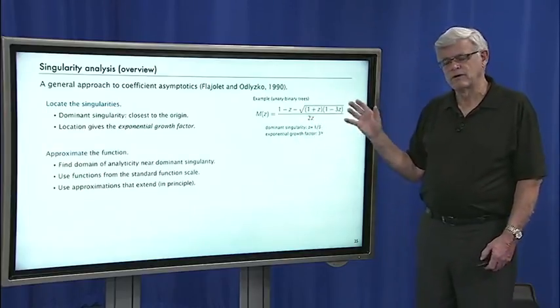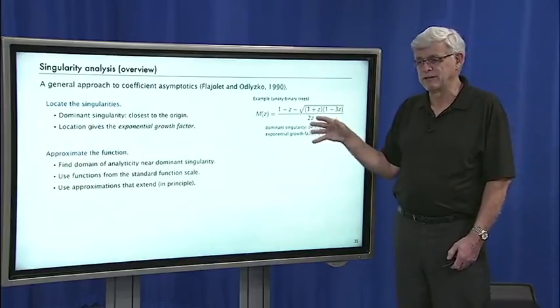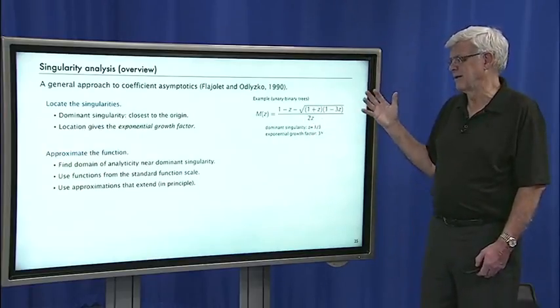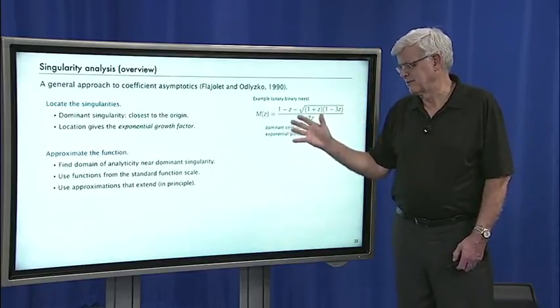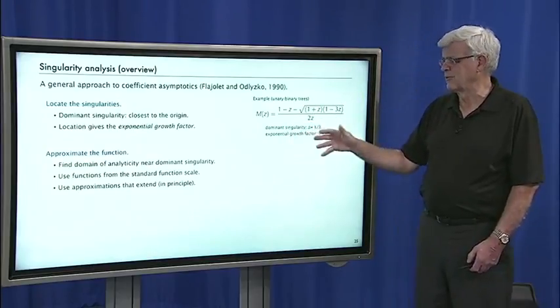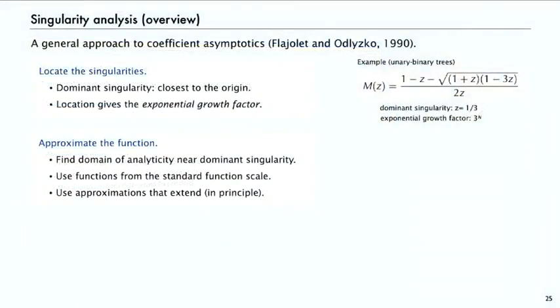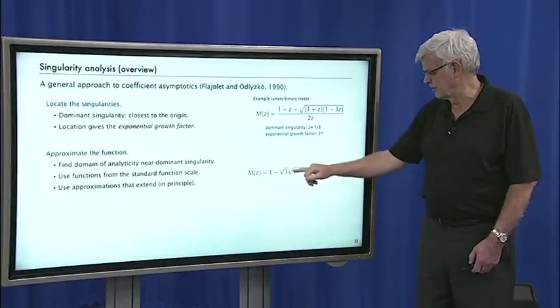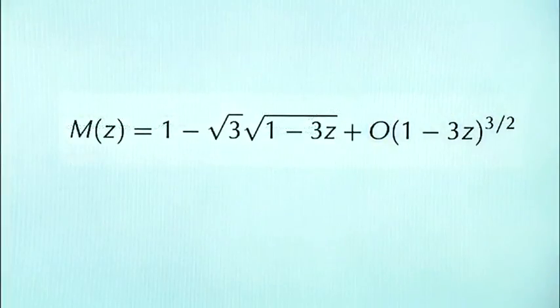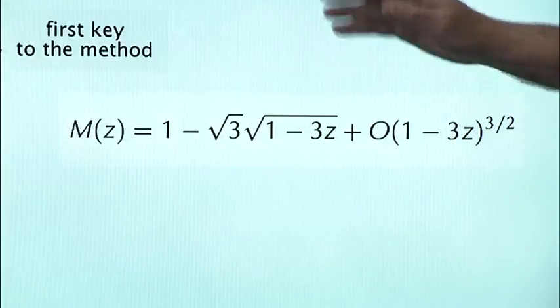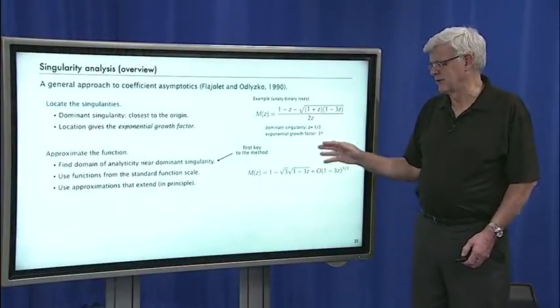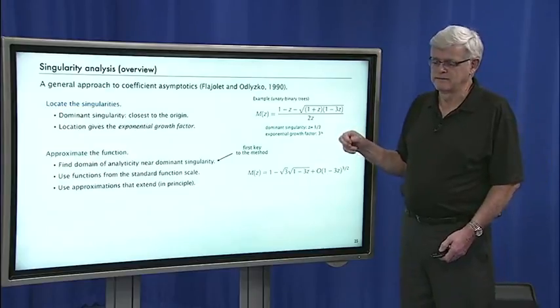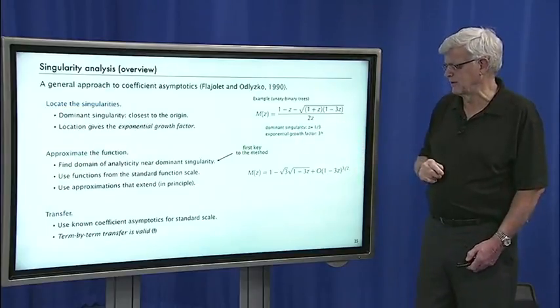So then the next thing is to figure out where the function is analytic near the dominant singularity. Basically, where's that slit? And then we're going to use functions from the standard function scale to approximate it near that dominant singularity using Taylor's theorem, and we use approximations that extend in principle. We'll look at how to develop for this function an approximation like this, and we could again carry it out as many terms as we wanted. So that's the first key: we have to know where it's analytic, and we'll see how that comes out in the proof.